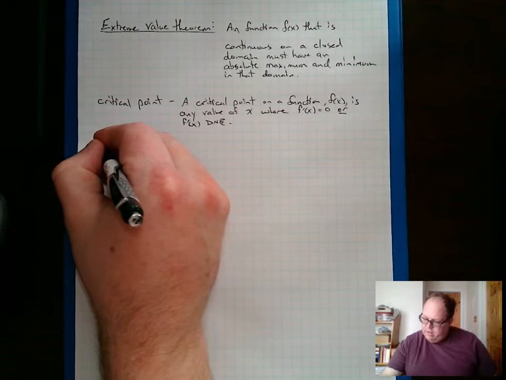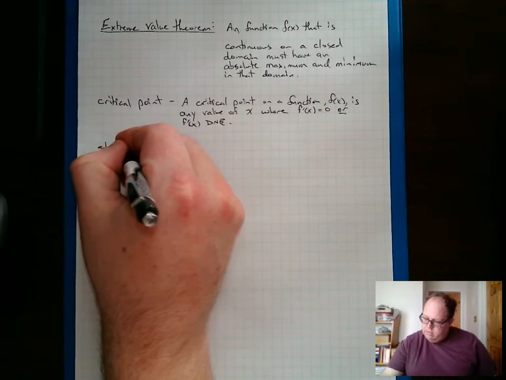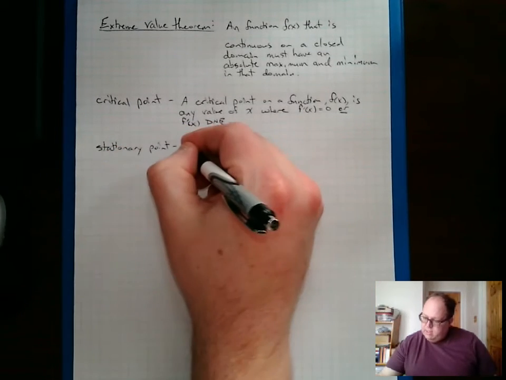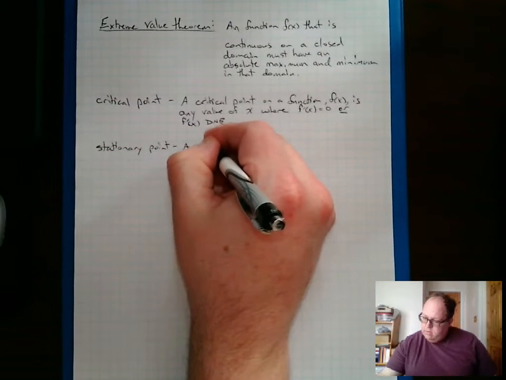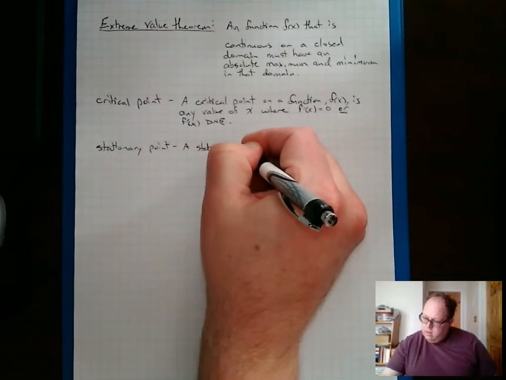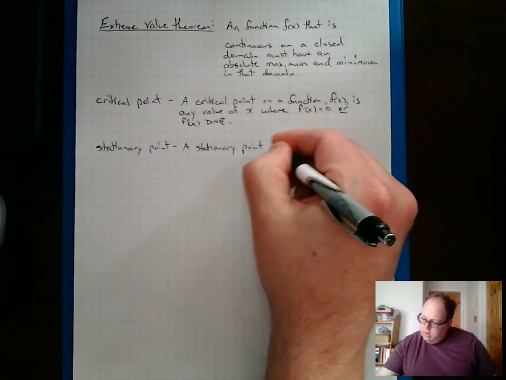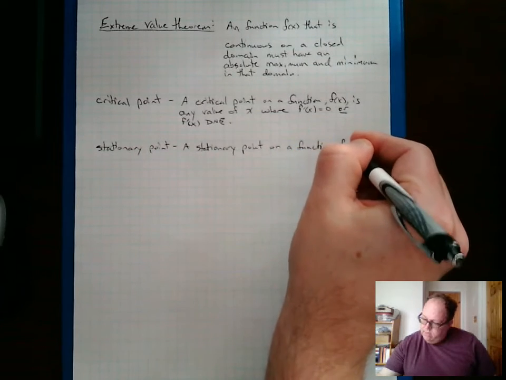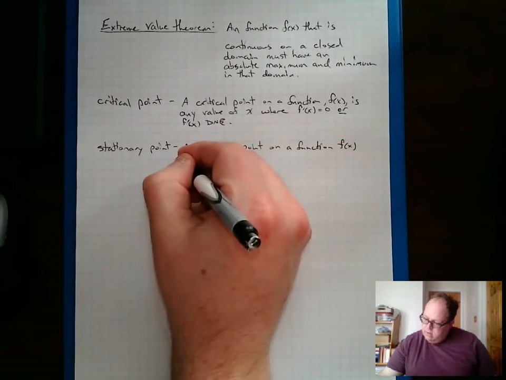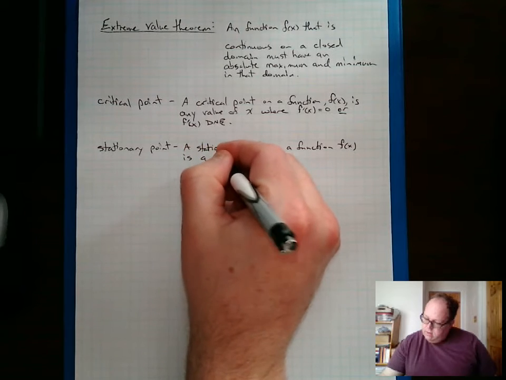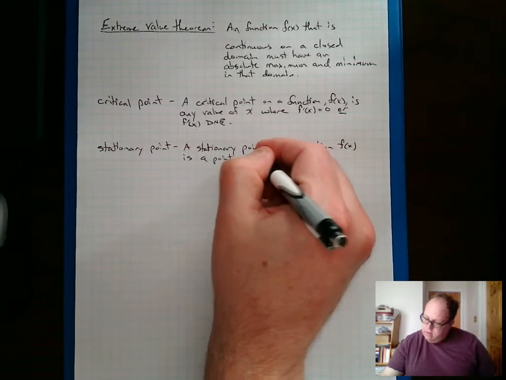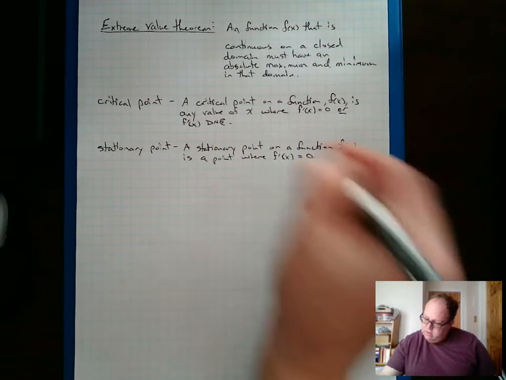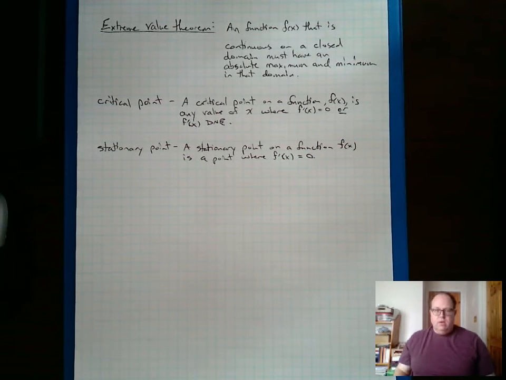And a subset of that group is what's called a stationary point. A stationary point on a function f of x is a point where f prime of x equals 0, or the derivative equals 0.